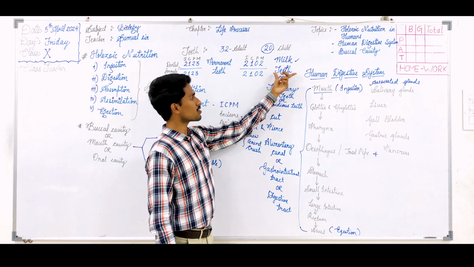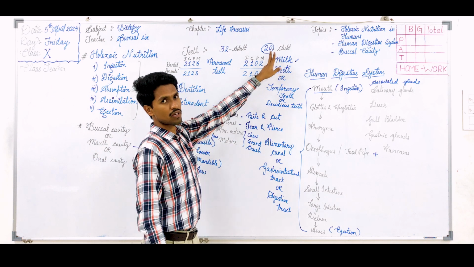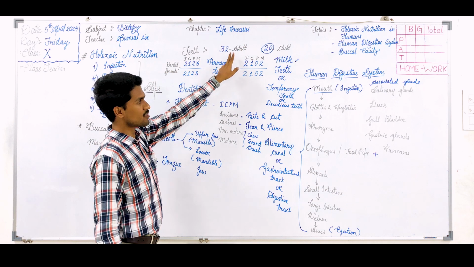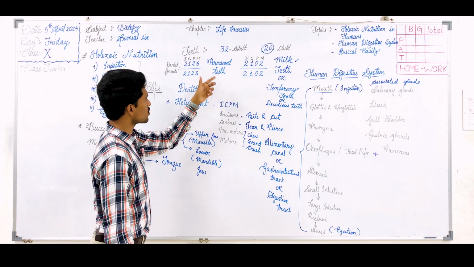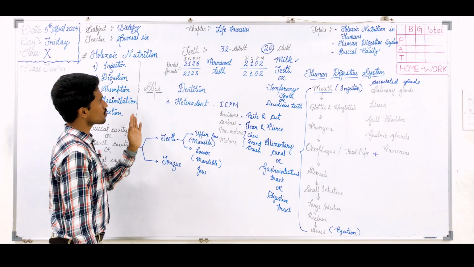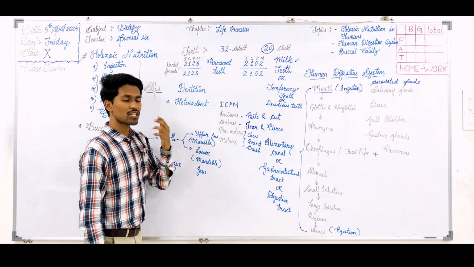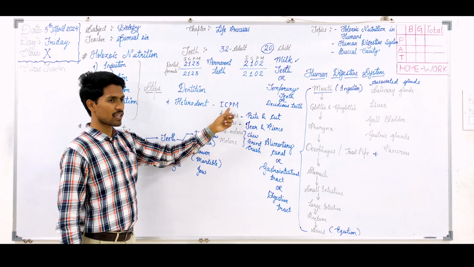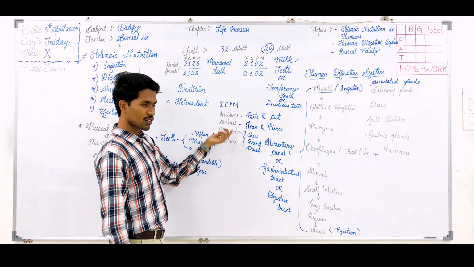One is milk teeth, which is also called temporary teeth or deciduous teeth, which is 20 in number. And we are having permanent teeth, which is 32 in number when we come to adult stage. The dental formula of child is 2102 upon 2102, 2123 upon 2123 in the case of adult. And we have seen we have arrangement of teeth is heterodont dentition, that is ICPM, incisors, canines, premolars, molars, which are having different functions and their structure is different.